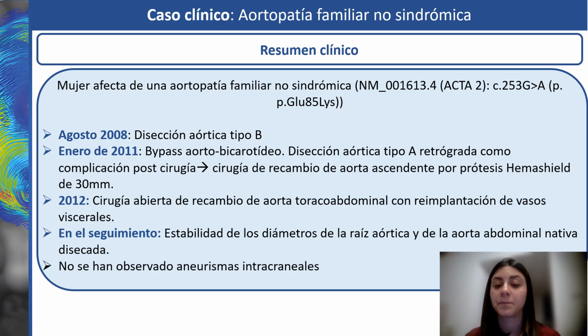In 20 years of follow-up, stability has been observed in both the diameters of the aortic root and the native abdominal aorta, and no intracranial aneurysms or aneurysms in other areas have been detected.